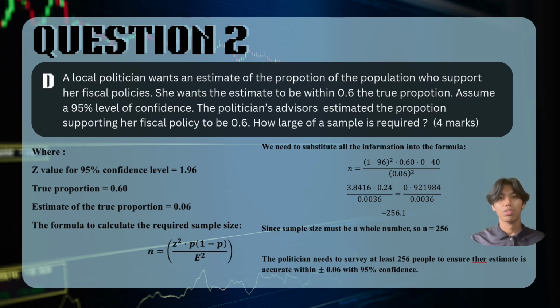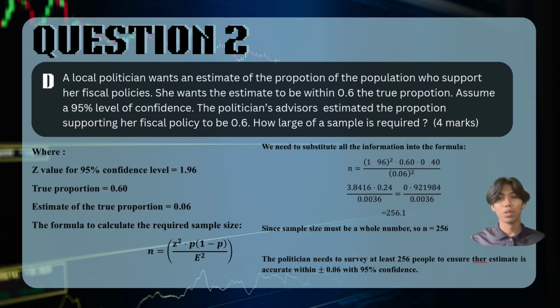For step 1, use the sample size formula for proportions. The formula to calculate the required sample size is n equals z squared times p times (1 minus p), over e squared, where z is 1.96 for 95% confidence, p is equal to 0.60, and e is 0.06, which is the margin of error.